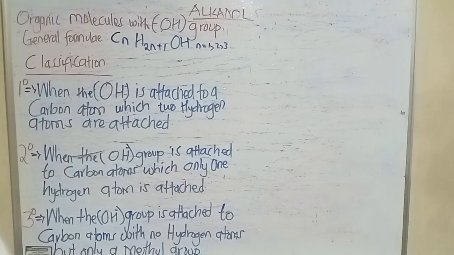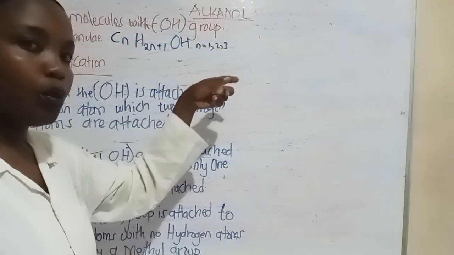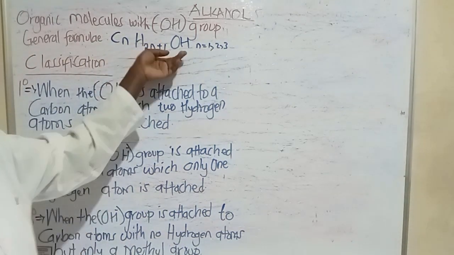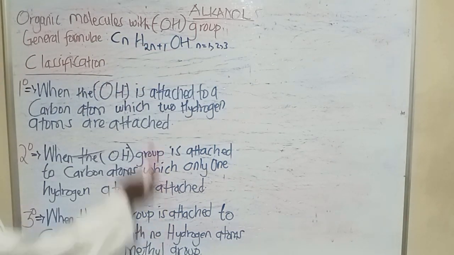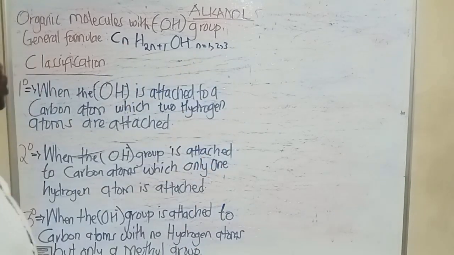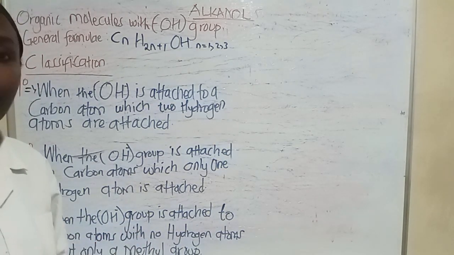We say an alkanol is an organic molecule with a hydroxide group. So the general formula is CnH2n+1OH, where n is a number starting from 1, 2, 3. So what are some of the members of these alkanols that we're talking about?